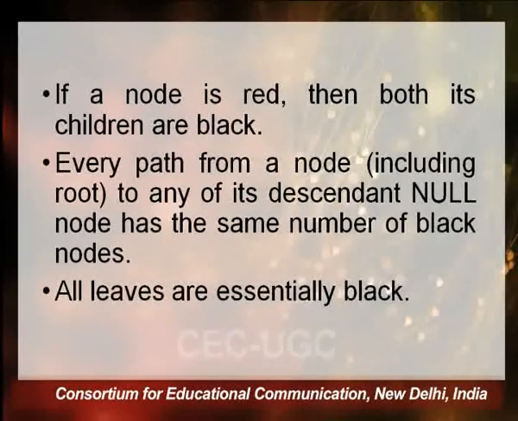Then we have, if a node is red, then both its children are black, and every path, now this next property is very important, every path from a node including root to any of the descendant null nodes, here representing the leaf nodes, has the same number of black nodes.